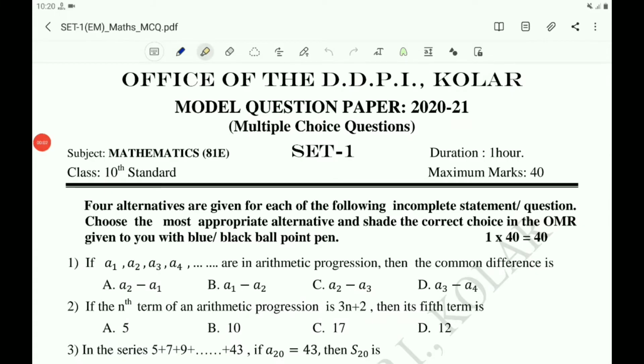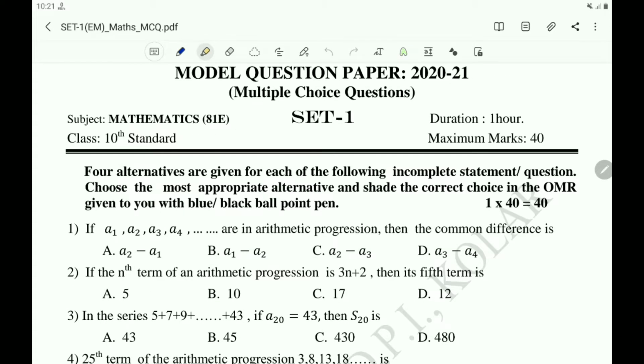Children, this is a model question paper of multiple choice questions given by the office of the DDPI Kolar. Now let us solve this question paper. Let us take the first set question paper.